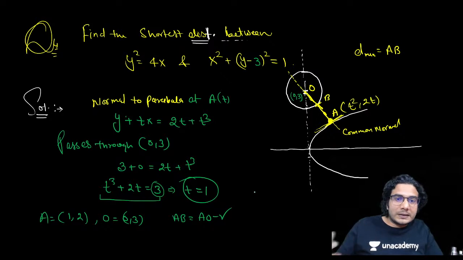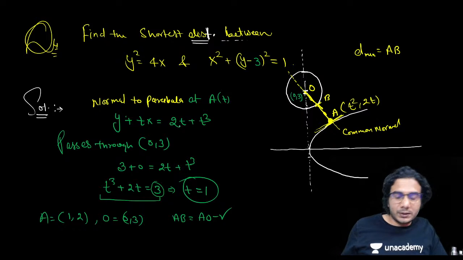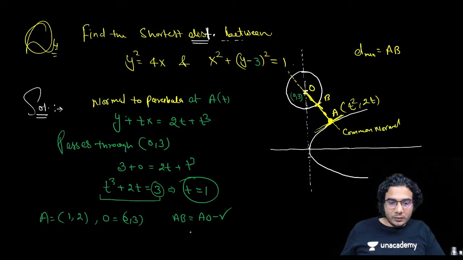So in all such cases we have some privilege. So AO, what is AO? AO is 1 square plus 1 square, so it is root 2. AO is root 2 and minus radius 1, so it is very close. This distance is root 2 minus 1, very close.